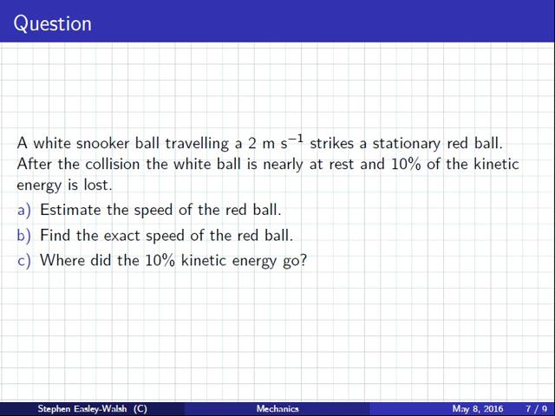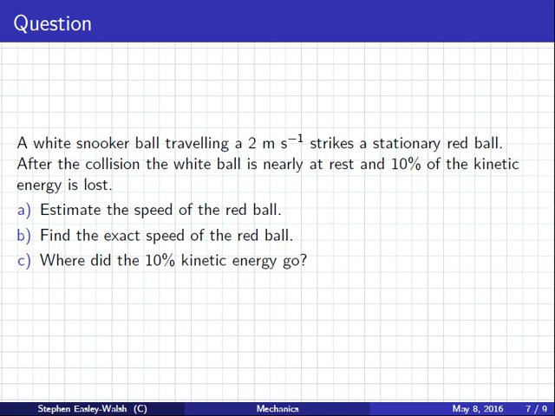So. Look here. Please note, in the first part, I said estimate. What does this word mean, estimate? Yeah, like roughly. Roughly.